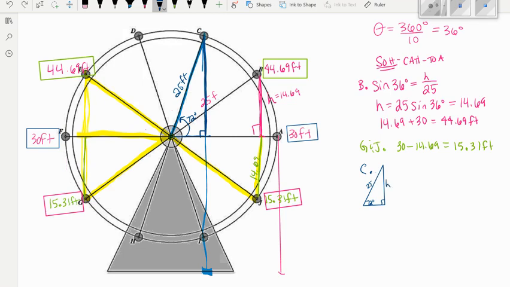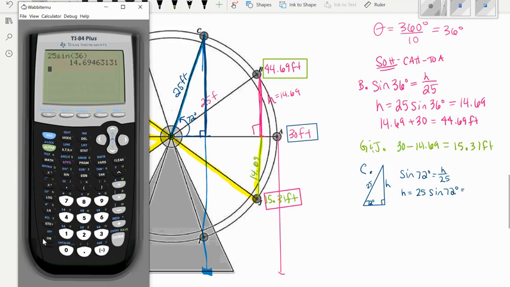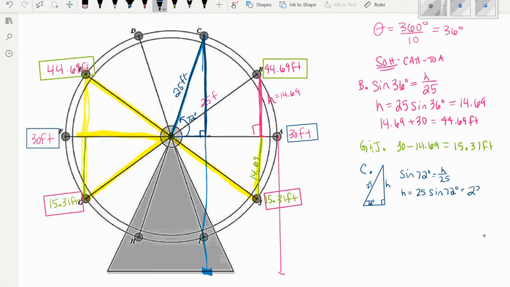When we do opposite and hypotenuse, we're using our sine again. So the sine of 72 degrees is equal to H over 25. So H is equal to 25 times the sine of 72 degrees. We can use our calculator, again making sure you're in degree mode. So 25 times the sine of 72 degrees. I didn't do the 25, I accidentally did 2. So let's try that again. 25. And that gives us 23.78 feet.